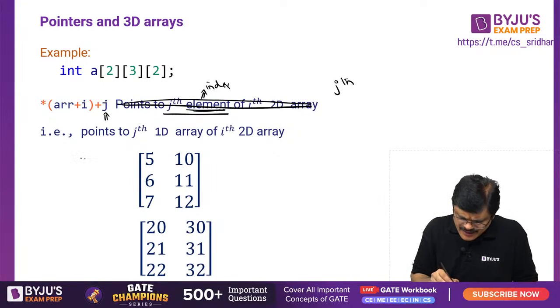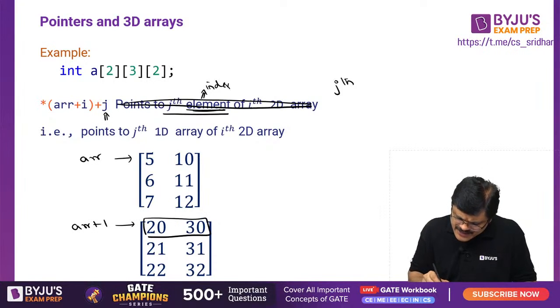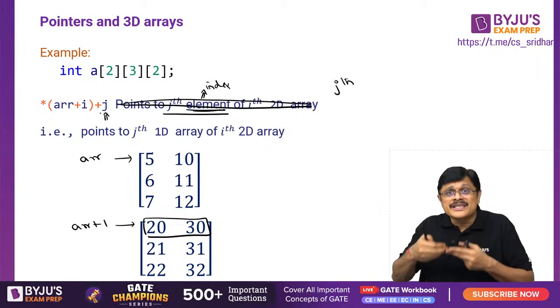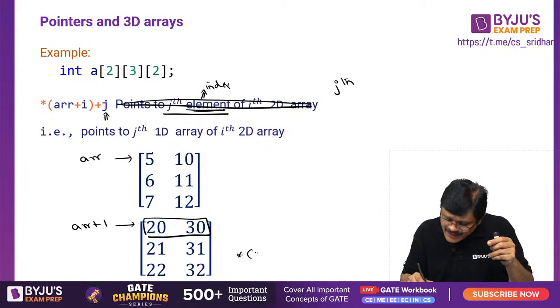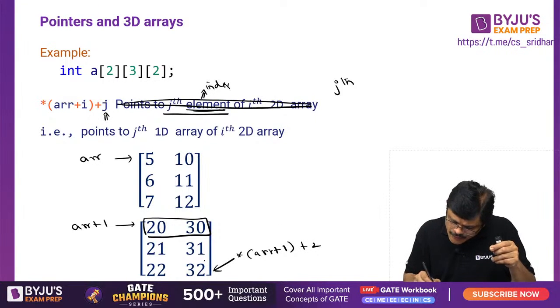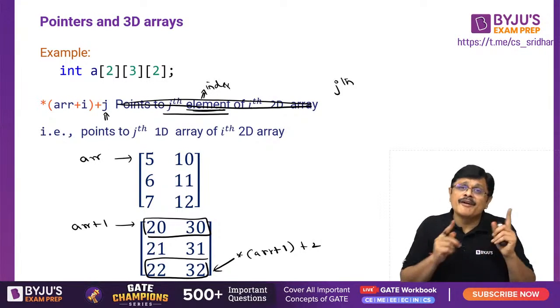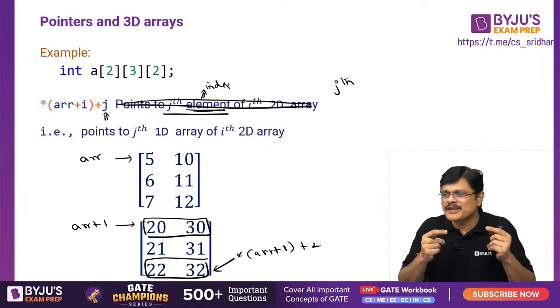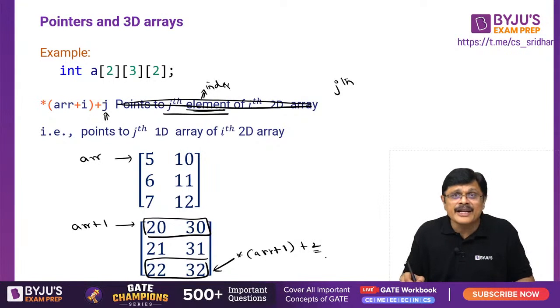See here, ARR refers to this, ARR plus 1 refers to this one. Star of that means you are referring to this. Plus J means you are referring to the jth element. See, it is the 0th 1D array. When you do star of ARR plus 1, plus 2, you are referring to the second 1D array of first 2D array, my dear friends. So it refers to the second 1D array of first 2D array.